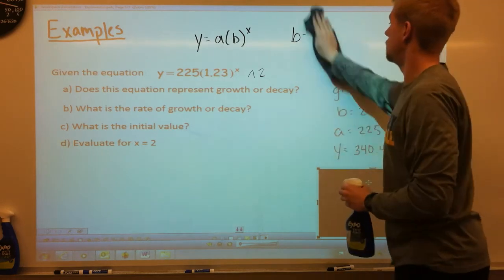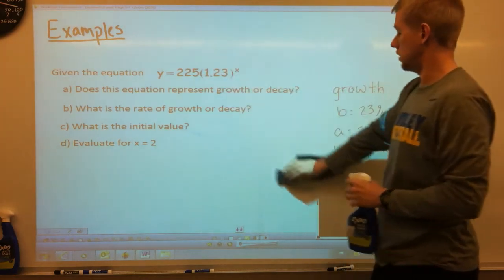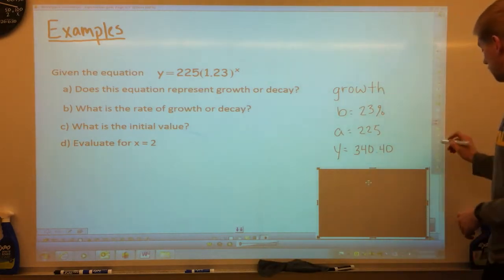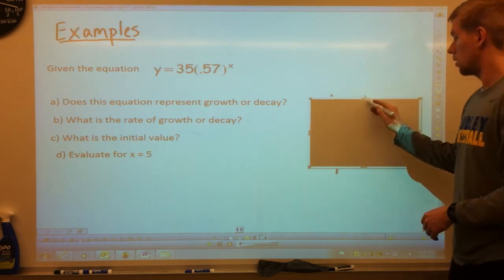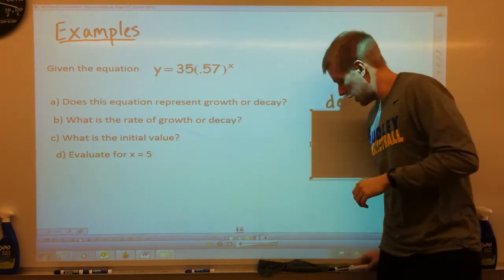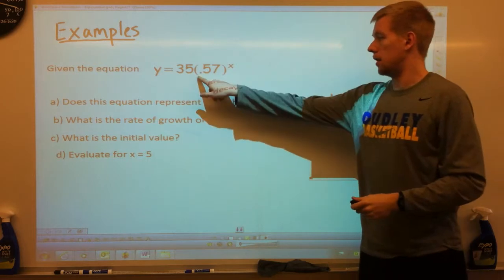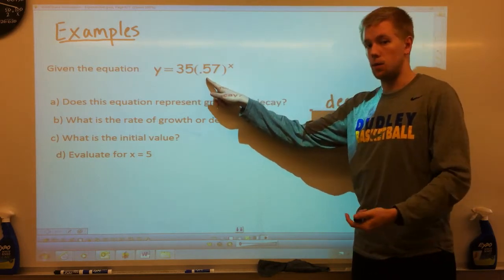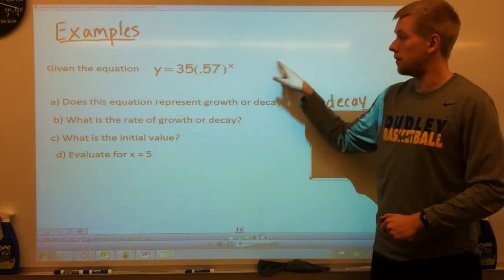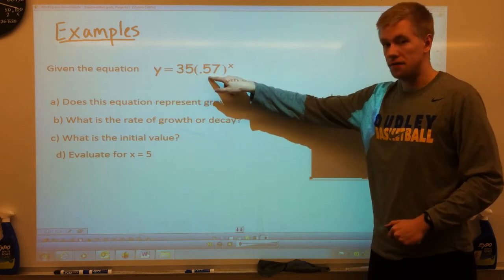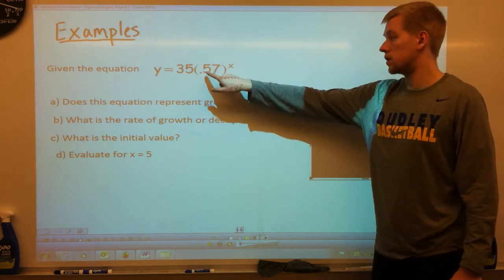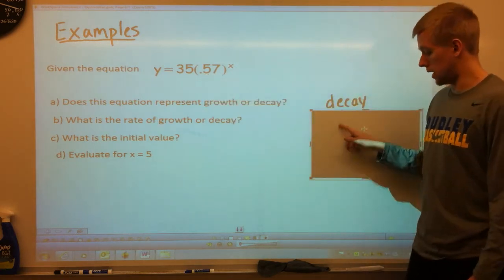We'll move on to example number 2, which is a decay problem. So we did 1 growth, we'll do 1 decay, and we'll go from there. Okay, so I already told you it was going to be a decay, so does this represent growth or decay? And how would I know? By looking at my b value. If it's less than 1 and greater than 0, like I had in that slide talking about the graph, which 0.57 is, and it's not a negative number, I know this is going to be a decay problem.